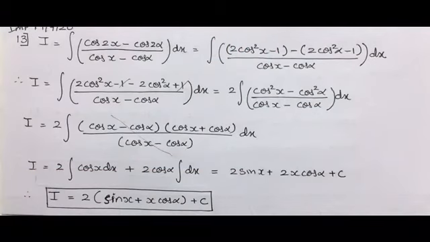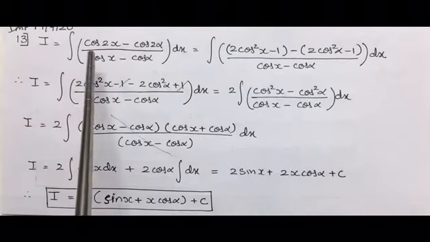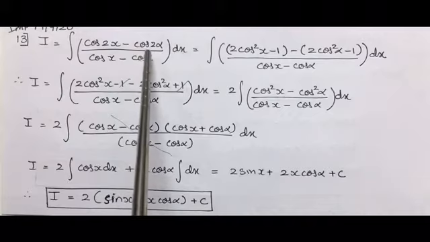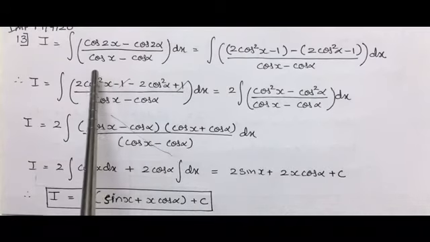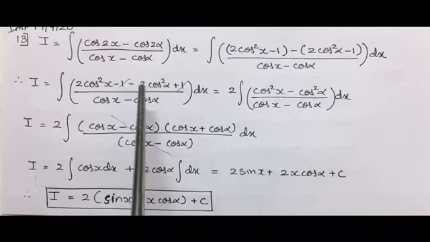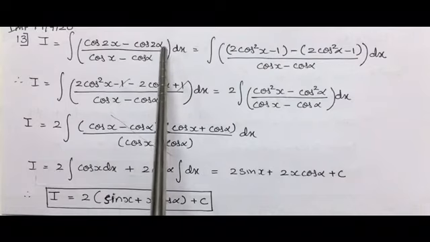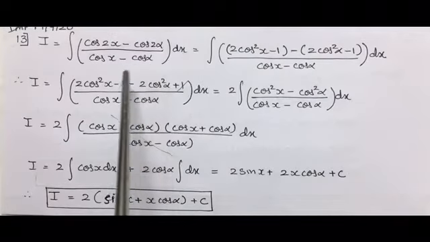Chapter 7 Integrals. 13th example, exercise 7.3. The example is I is equal to integration of cos 2x minus cos 2 alpha divided by cos x minus cos alpha. Now in this example, alpha is a constant.